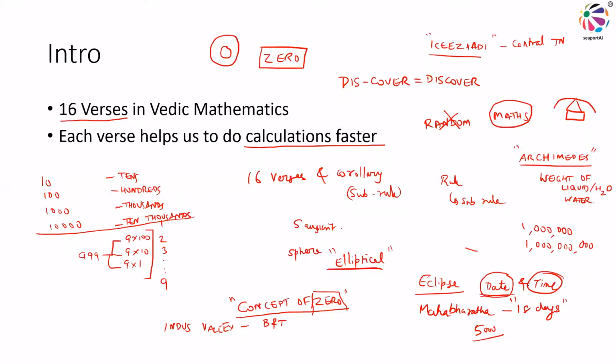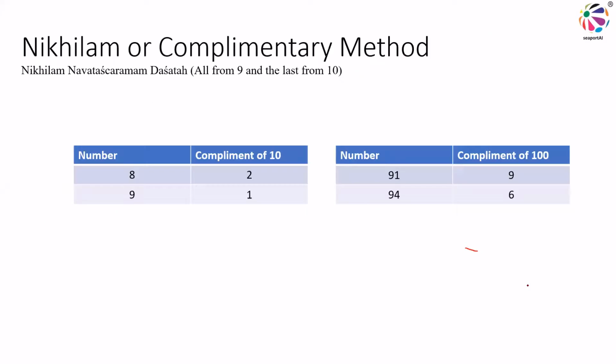I'll bring the history of math, and then we will see some rules. So the first tool we are going to see, as I said, has already been seen by the webinar students: the Nikhilam or complementary method. You write everything as a complement of the nearest tens.